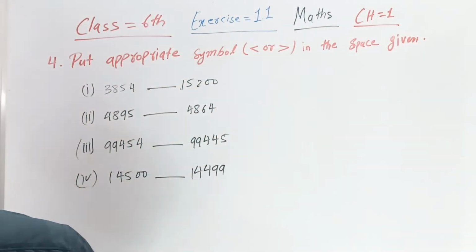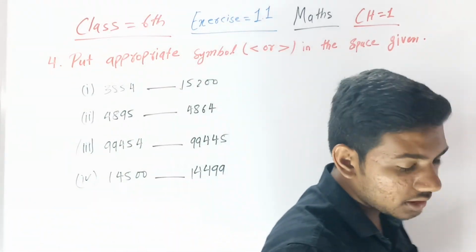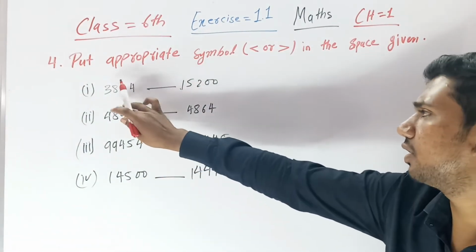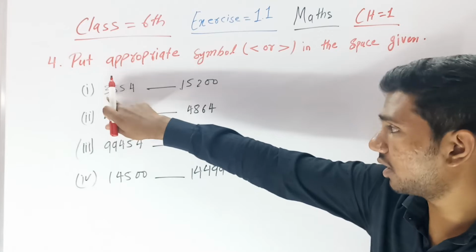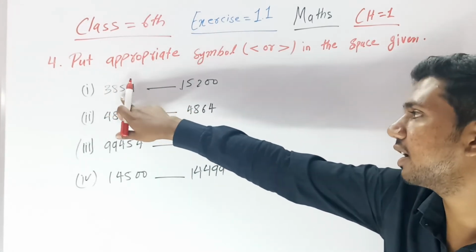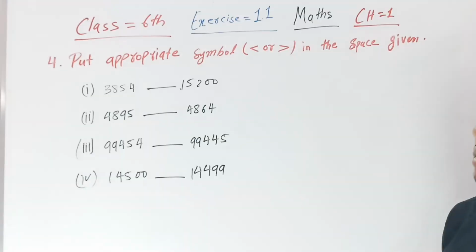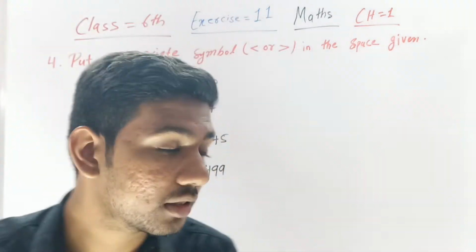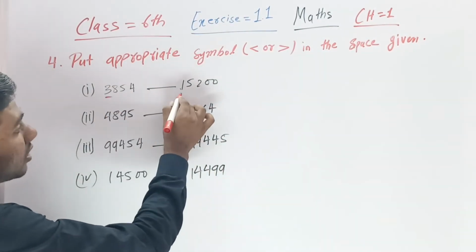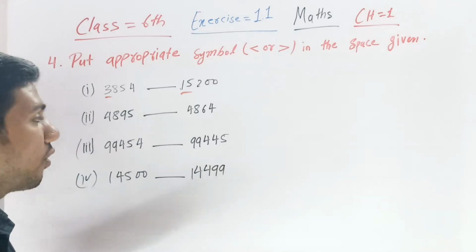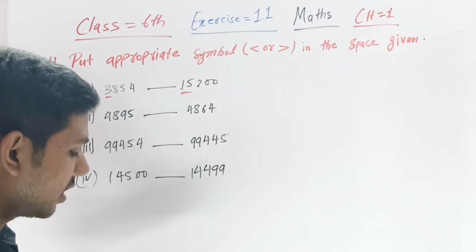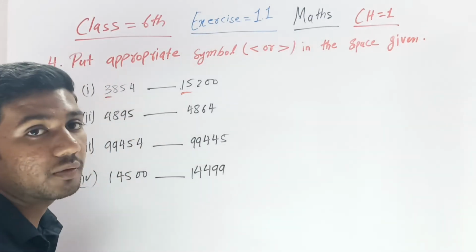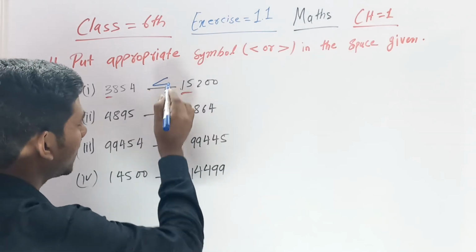You can see, this is 3,854 and this is 15,200. Which is greater? See here, is 3,000 greater or is 15,000 greater? Obviously 15,000 is greater, so where will we put the symbol? On the greater one. We have to put the symbol on that side.